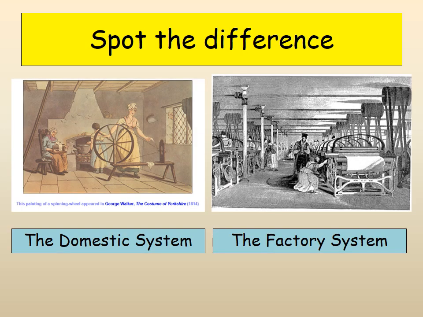And you can see here that this shows a typical scene from the domestic system. This shows a picture of a spinning wheel. It appeared in George Walker's book, The Costume of Yorkshire, in 1814. And this shows us the change that we're seeing during the Industrial Revolution, is that goods go from being made within people's homes to being made in these large factories.